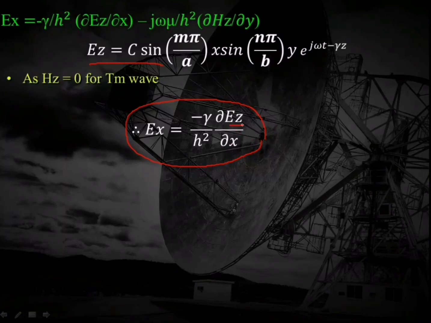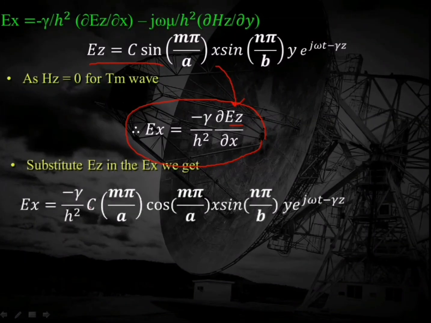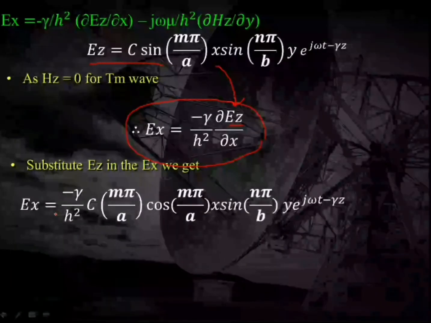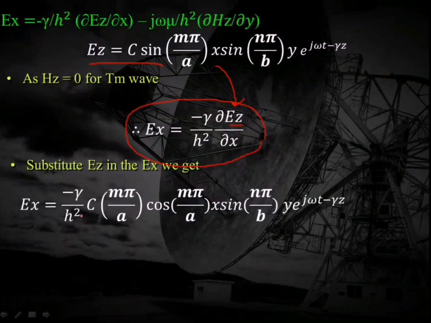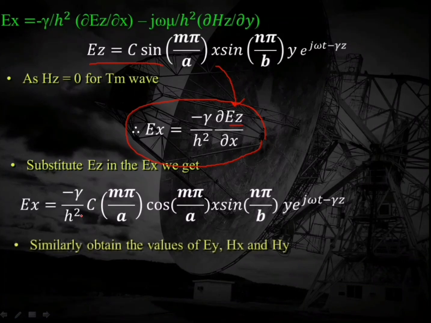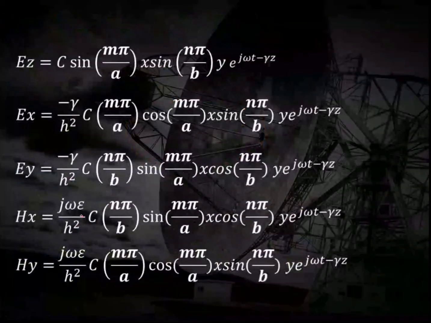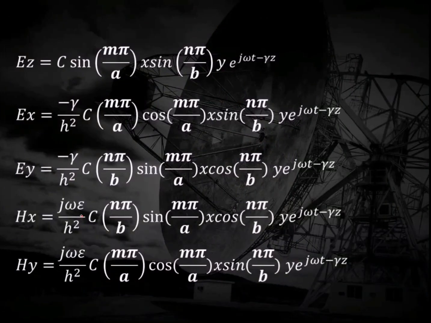Now the only thing here is Ez. By substituting the value of Ez that we have obtained, I can get the value of Ex as minus gamma by h square into C, which was a constant, into m pi by a cos m pi by a x sin n pi by b y e raised to j omega t minus gamma z. And similarly, we can get the values of Ey, Hx and Hy in the case of TM waves. And these were all the equations.